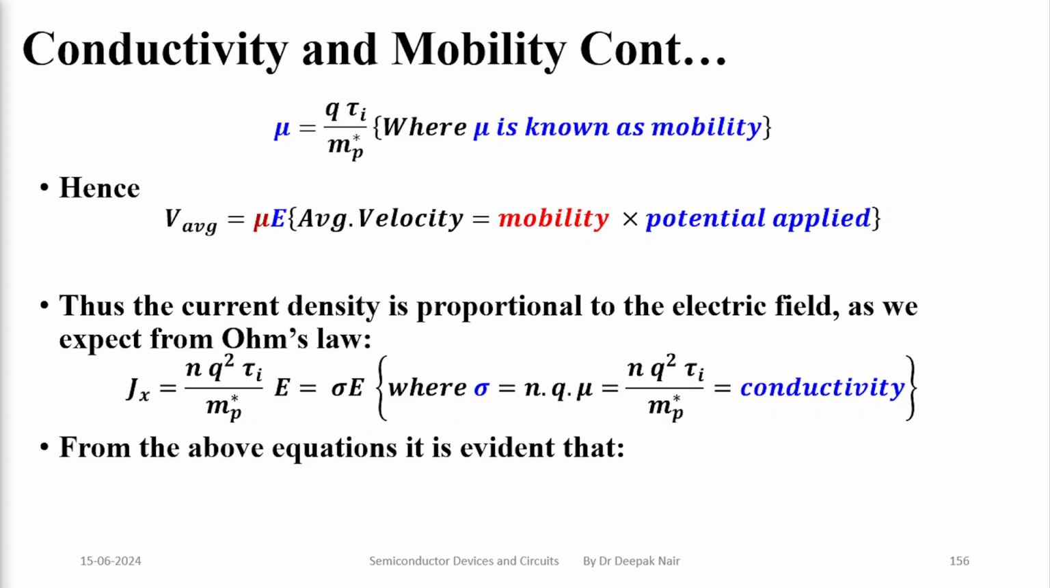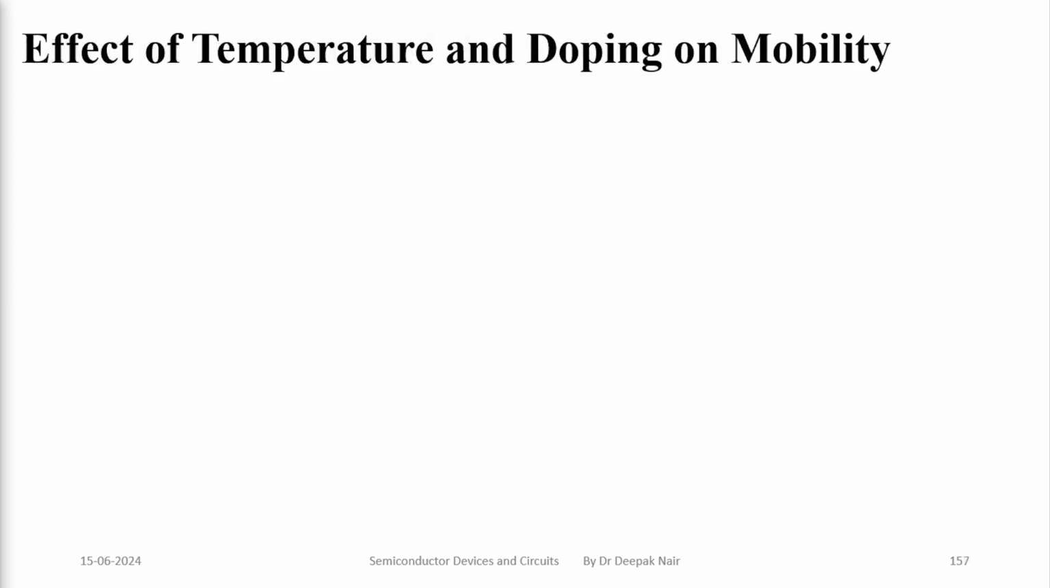Here, from the above equations, it is evident that sigma, or conductivity, is equal to q n mu p, or we can say conductivity sigma is directly proportional to mu p, the mobility of charge carriers present in the semiconductors. Now let us talk about the effect of temperature and doping on the mobility. So how does the mobility get affected by a change in temperature and by changing the doping?